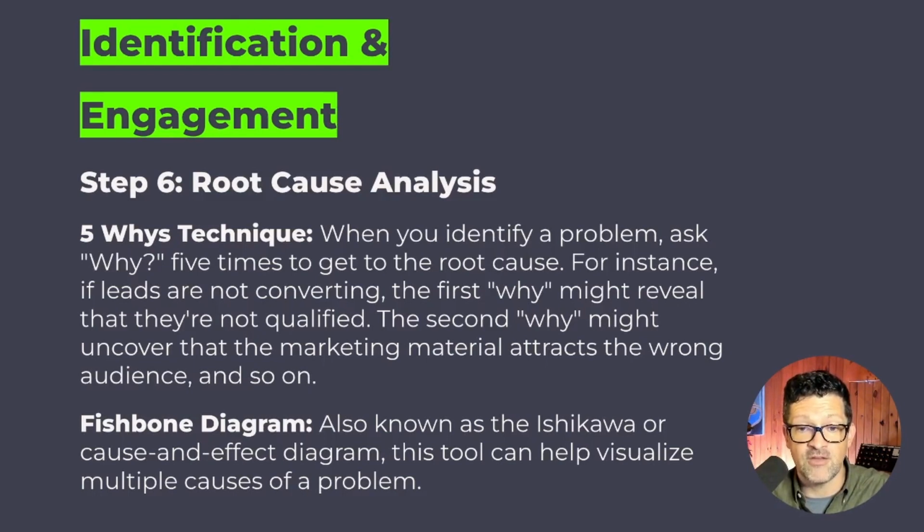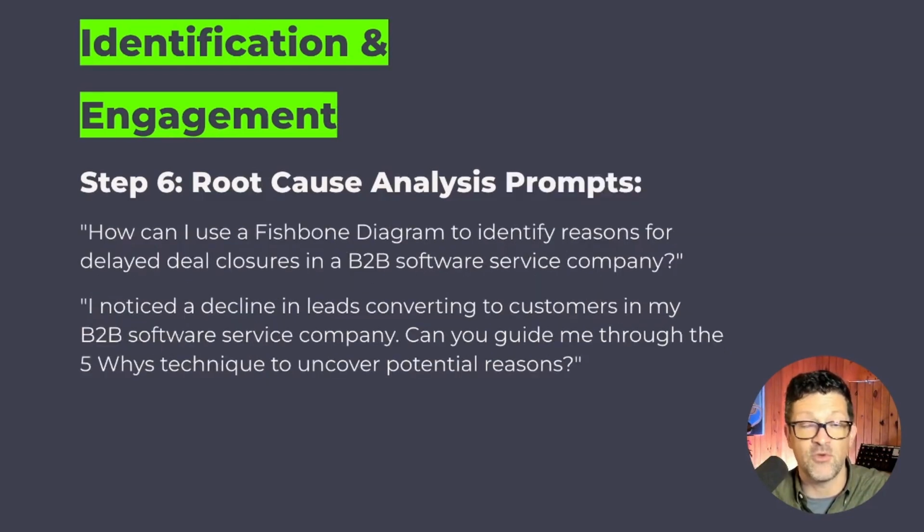The fishbone diagram, also known as the Ishikawa or cause and effect diagram. This is a tool that can help you visualize multiple causes of a problem. So these are ways of really getting in and understanding what's causing the problems, not just the problem itself that most people focus on. Here are some prompts that can help with those. How can I use a fishbone diagram to identify reasons for delayed deal closures for my type of business? And also, I noticed a decline in leads converting into customers through my software company. Can you guide me through a 5 whys technique to uncover potential reasons for that?